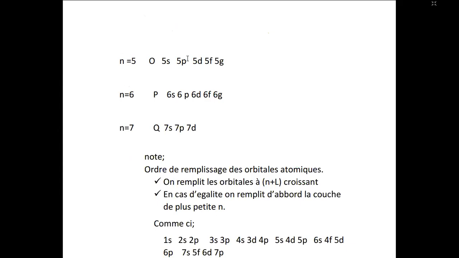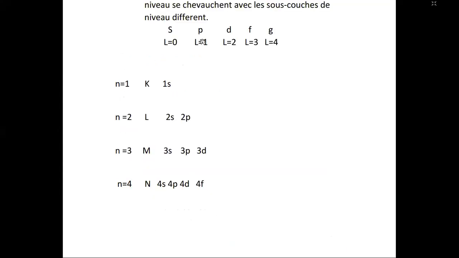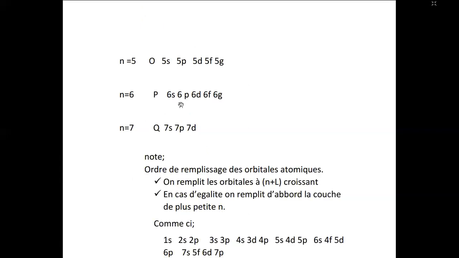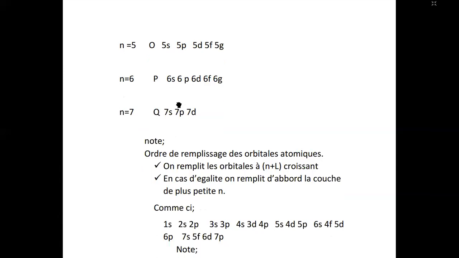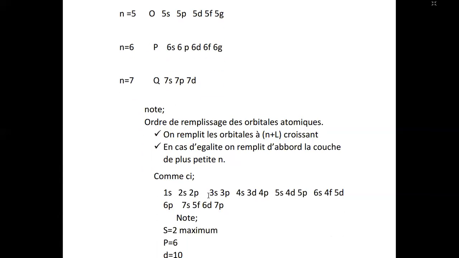You know that for P, L is equal to 1. So 5 plus 1 is 6. So you fill the 5P. So that's how you go basically. So you find that it will be 1S, 2S, 2P, 3S, 3P, 4S, 3D, 4P, 5S, 4D, 5P, then 6S, 4F, 5D, 6P, 7S, 5F, 6D, 7P.